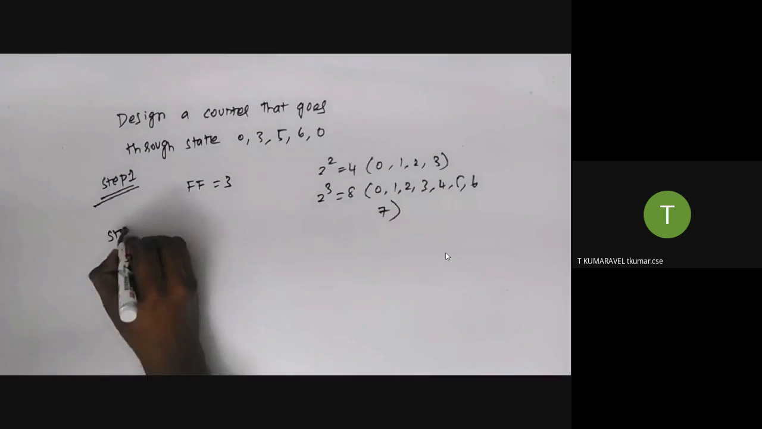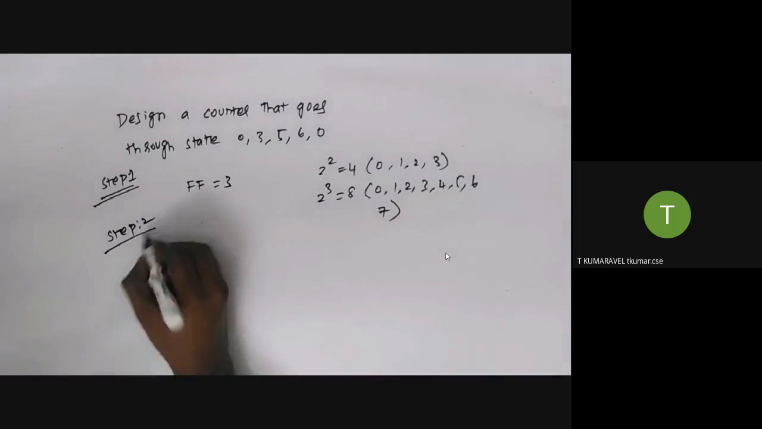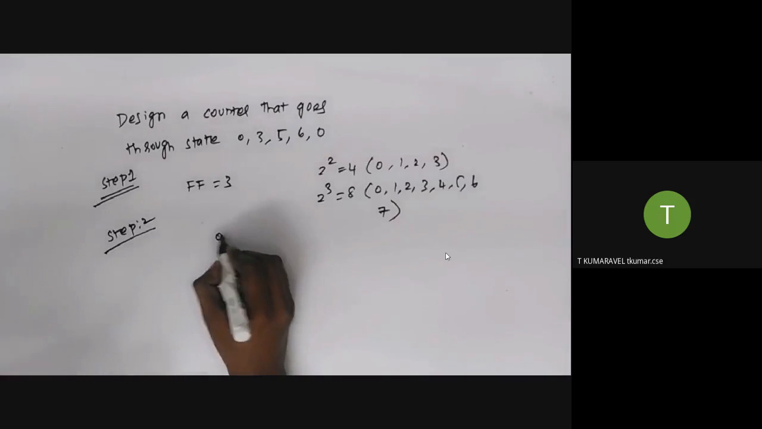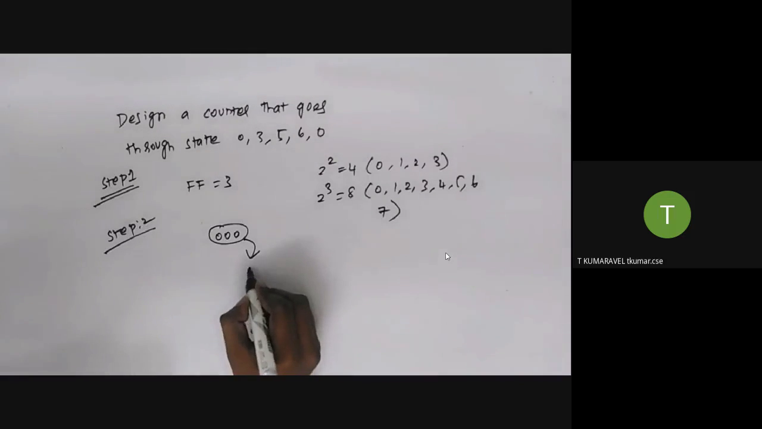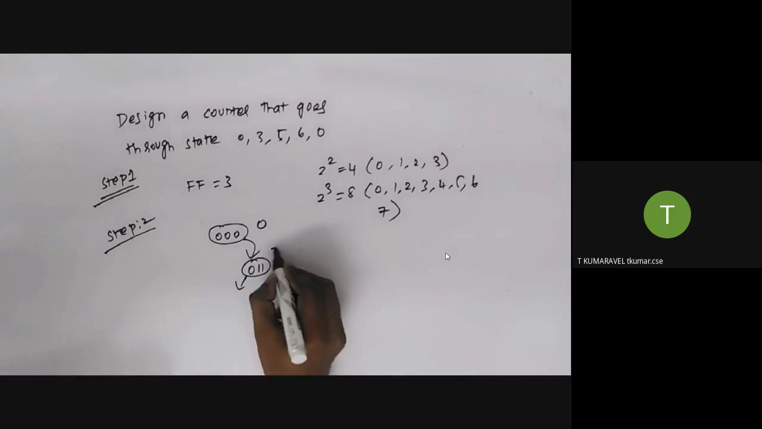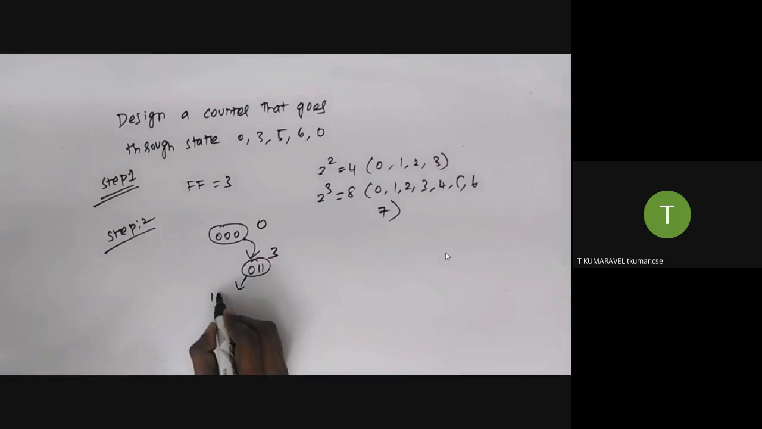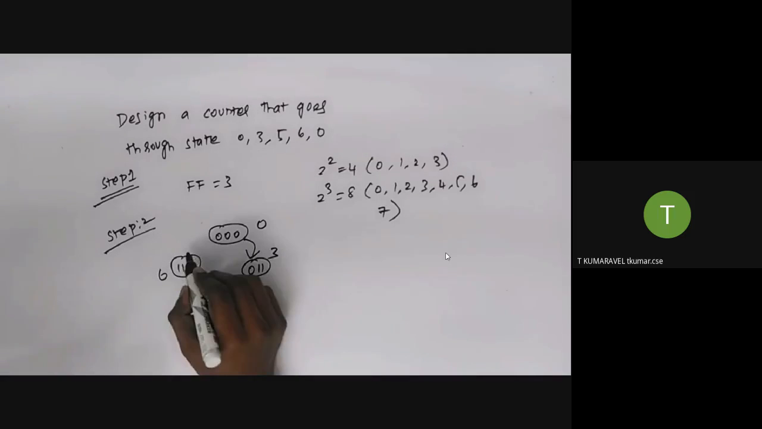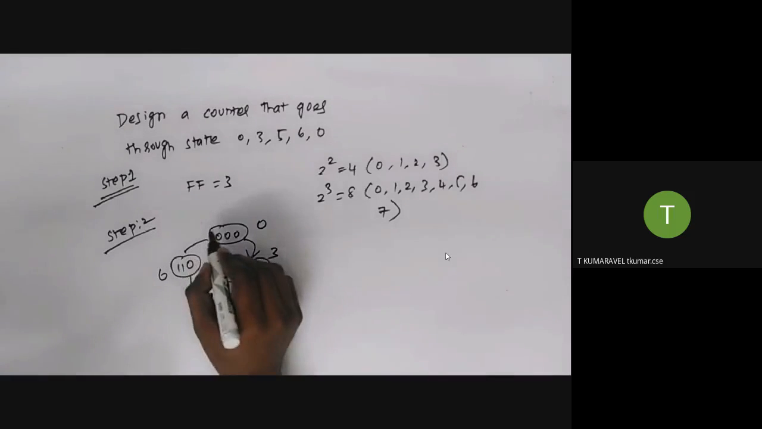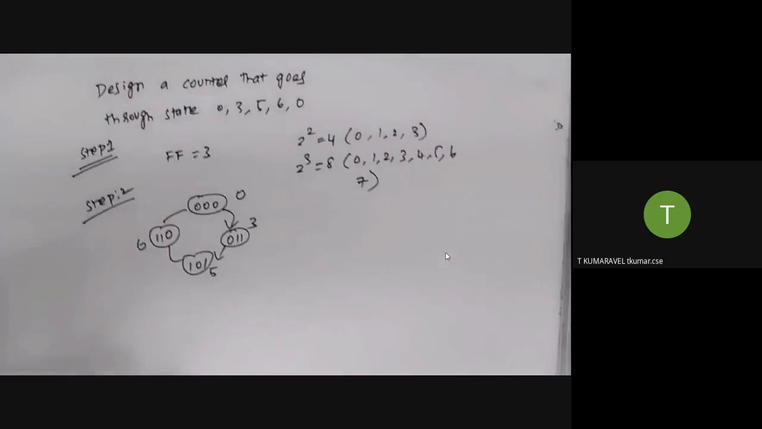So what about the state diagram? The initial state is 0 0 0. After that, the next state is 0 1 1. The next state is 1 0 1, this is 5. The next state is 1 1 0, this is 6. Again it will reach the starting state. This is the state diagram.